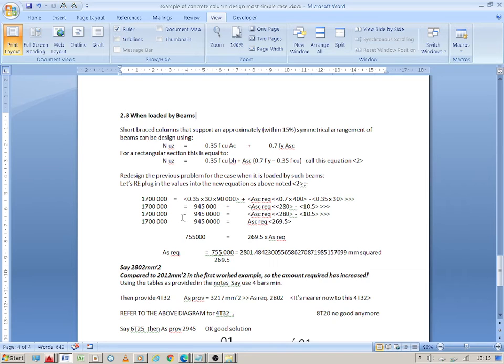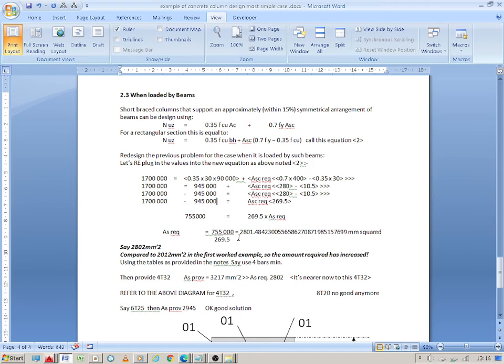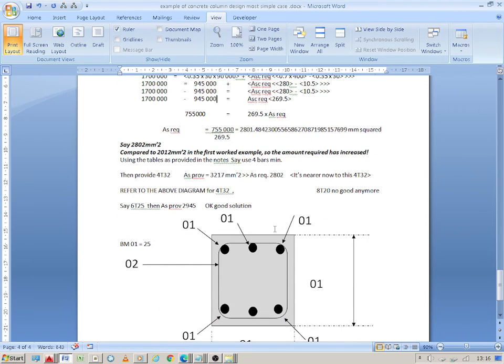So 1,700,000 minus 945,000 equals 269.5 AS required. So AS required equals 755,000 divided by 269.5 is 2801 millimeters squared. So basically it's gone up. Compare the 2,802 millimeters squared now required to 2,012 millimeters squared in the first example. So the amount required has increased.